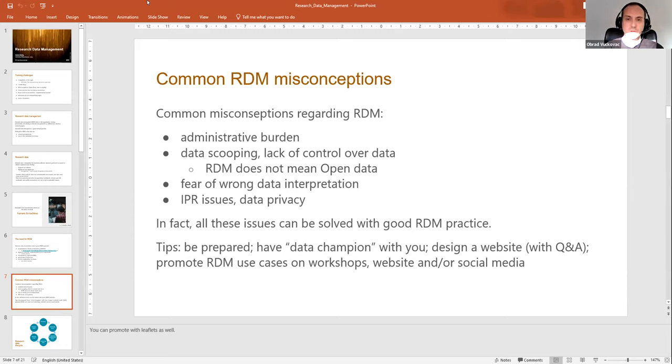It's good to have a data champion with you. Data champion is a term for researchers who have experience with RDM. And also, it's good to have some material with you that you can rely on, that you can send links to, some designated websites for researchers to explore more on this topic. You can also design your own website. I think on day 5 we will have some lectures on how to do that. And also promote RDM whenever you can, on workshops, website, social media. It's all good.